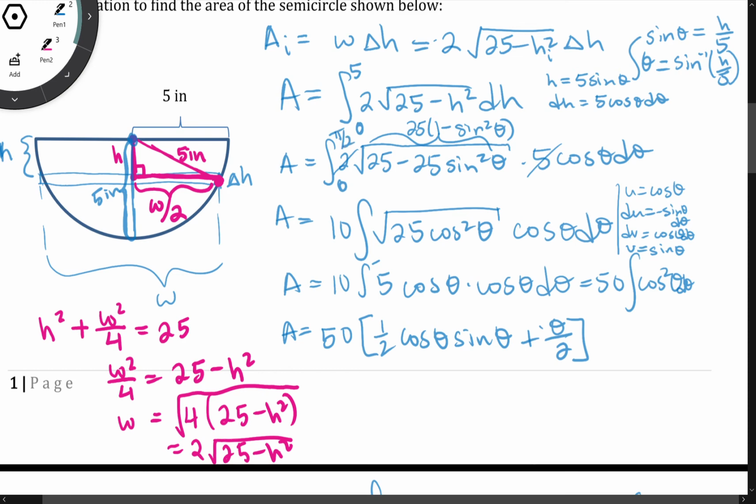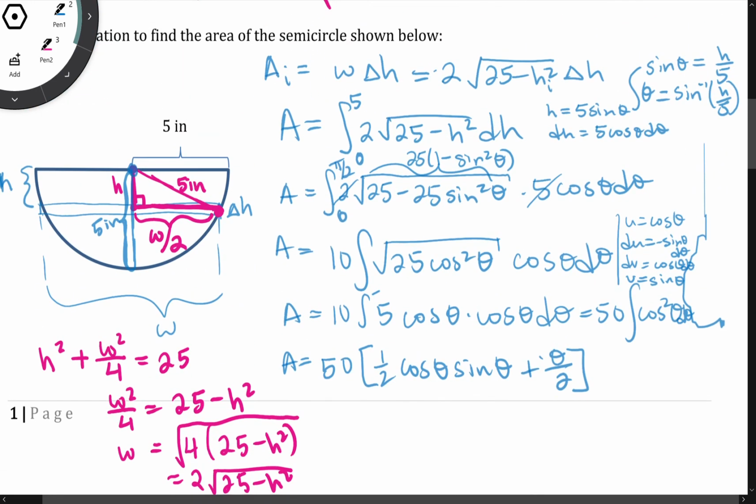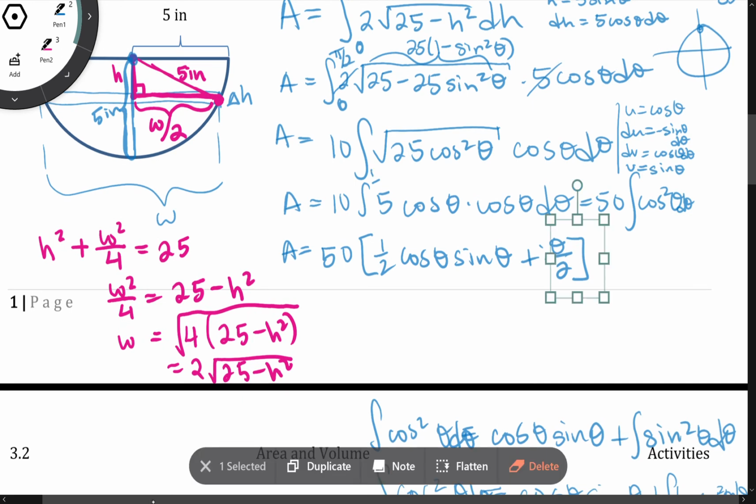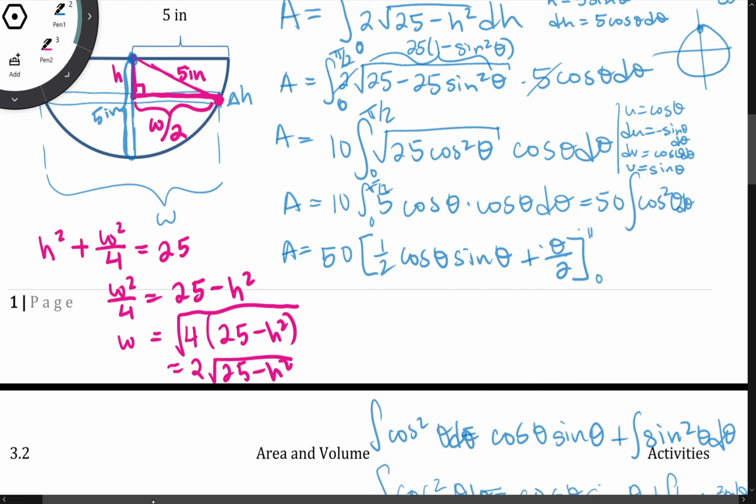When is sine equal to 1? Sine is equal to 1 when we're at the top of the unit circle, pi over 2. Okay, so now let me carry that down. Zero to pi over 2.